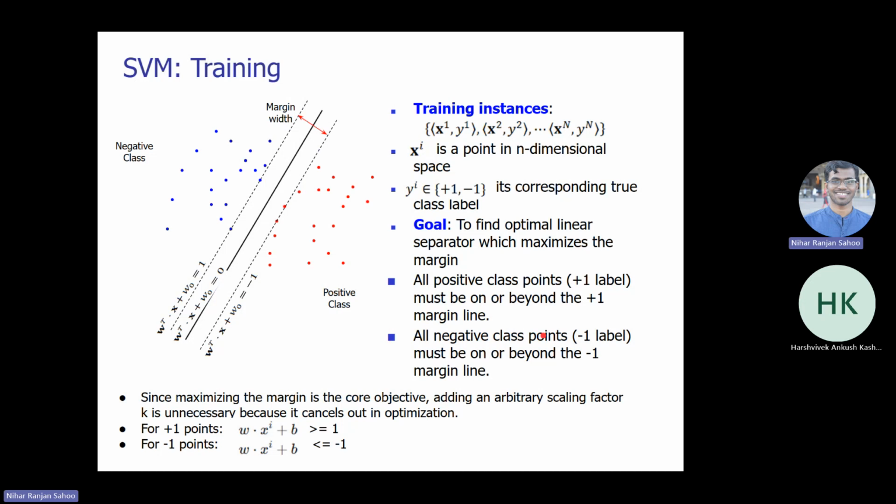Okay, so this is the SVM training setup. You are given data points xi, yi. yi is either +1 or -1, and xi is the data point. It may be a two-dimensional data point, three-dimensional, or some d-dimensional data point, and yi is just the label +1 or -1.